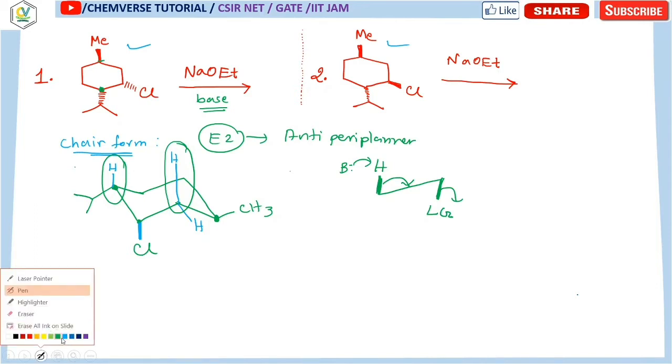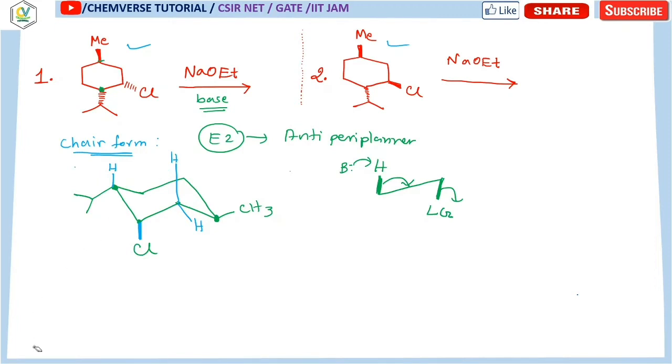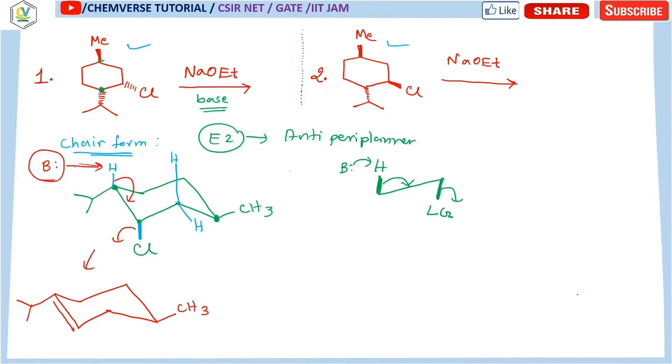Okay, so we will move on to the possibilities, what are the possible products if we abstract a proton. So first we will consider this one. If base comes here and abstracts this proton, it will produce a double bond in this position and your product will look like this. This will be your product. Okay, now the other case, when the base comes to abstract this hydrogen.